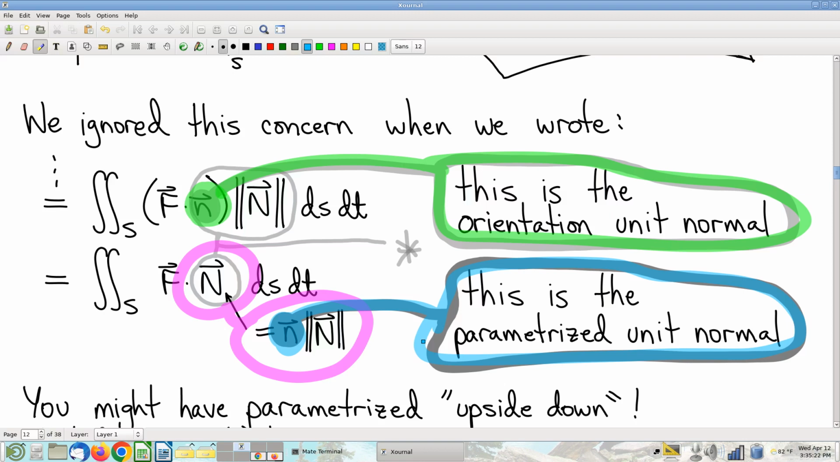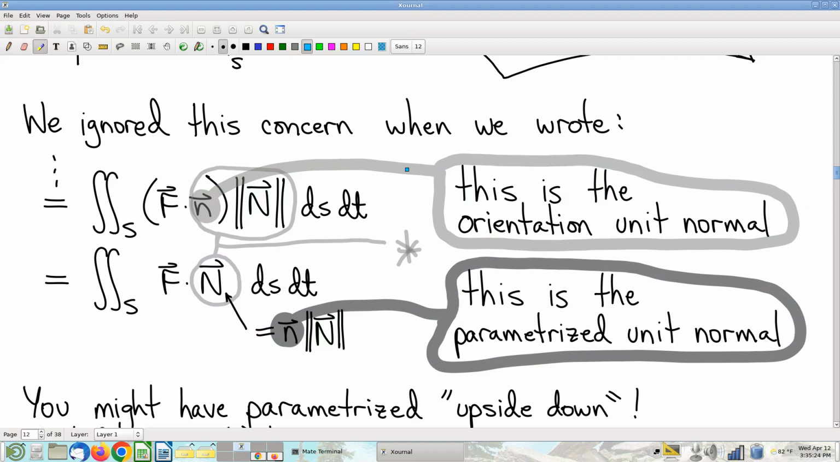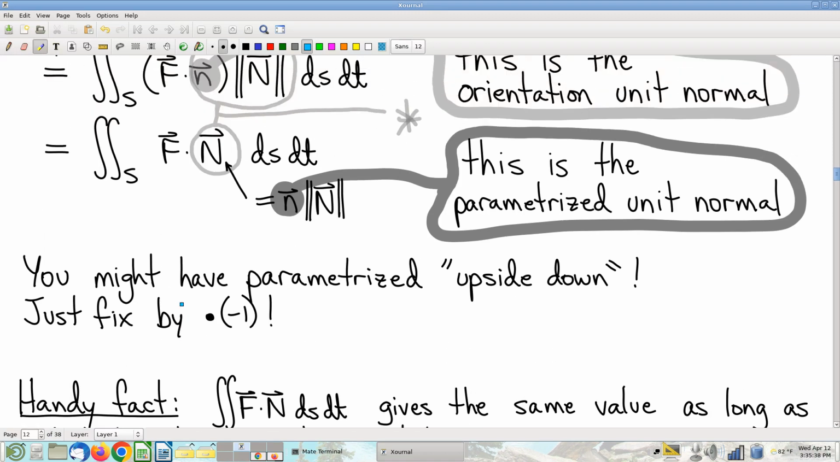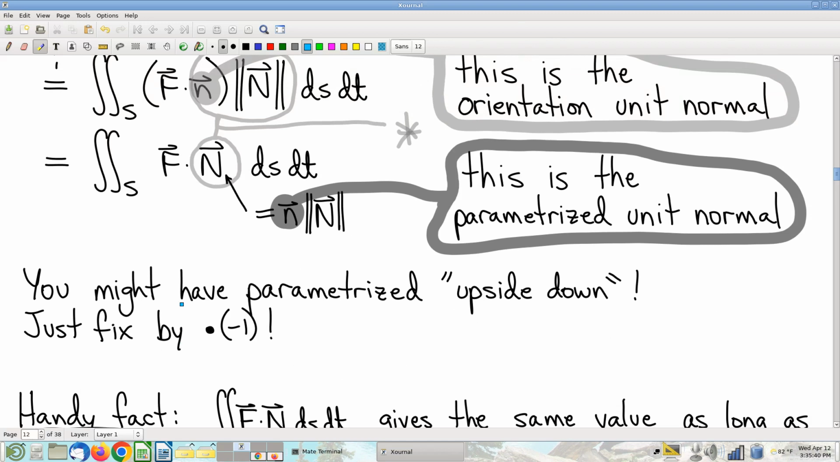So, are these two things here equal? Maybe, maybe not. You have to explicitly look to see if they're pointing in the directions that they should be. Okay. Now that said, what's the cost? I mean, what's the penalty if you guess wrong? What if you have the wrong parameterization? You parameterize upside down, as it were. No problem.